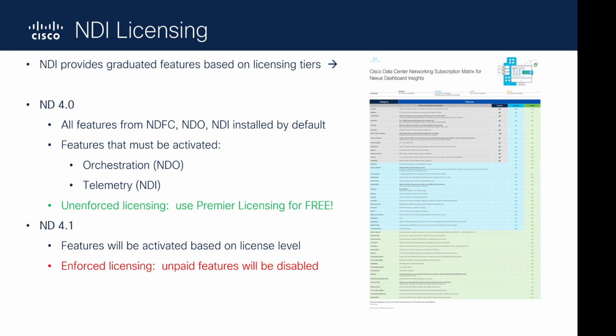Now, given the recent announcement that Nexus Dashboard 4.0 will only be available in limited availability to select partners and customers for their labs, not in production, I don't know whether the business unit is going to continue to offer Premier licensing for free when we get to general availability, which will be Nexus Dashboard 4.1. So we'll have to wait and see what they offer there. In Nexus Dashboard 4.1, again, we won't have to activate the orchestration or telemetry features of NDO or NDI. Instead, those features will be activated based on the licensing level.